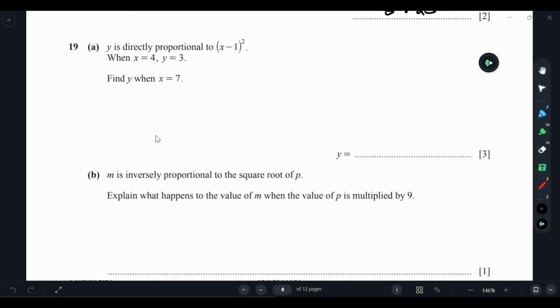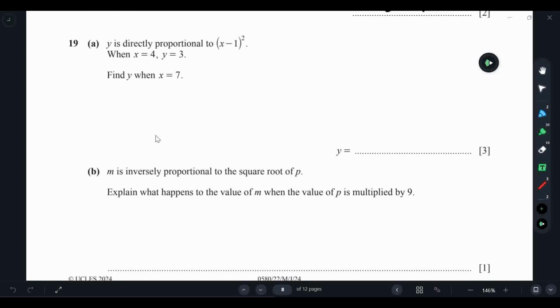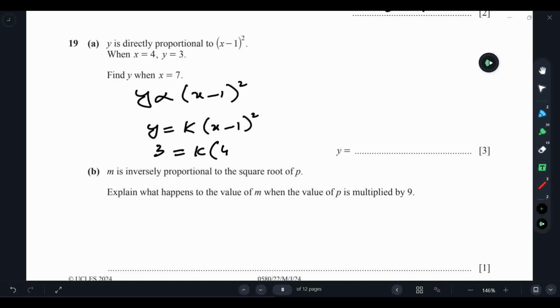Question number 19. Now in question number 19, y is directly proportional to this. It means y is directly proportional to x minus 1 whole square. When x is equal to 4, y is equal to 3. So we can write it as y equals k into x minus 1 whole square. K is the constant of proportionality. When y is equal to 3 and x is equal to 4, 4 minus 1 is 3.